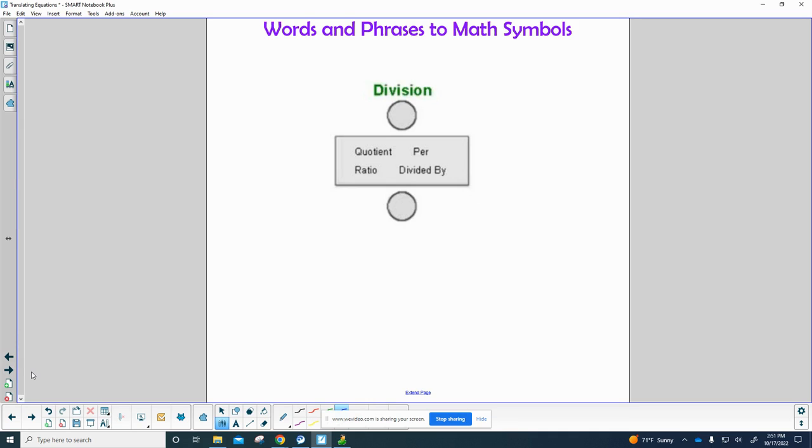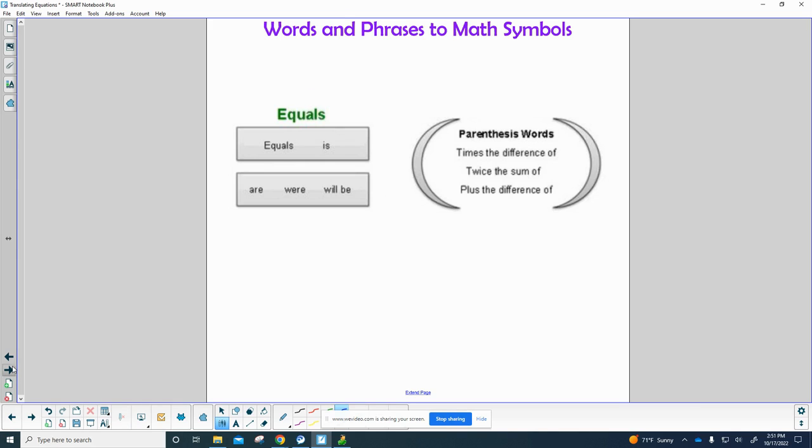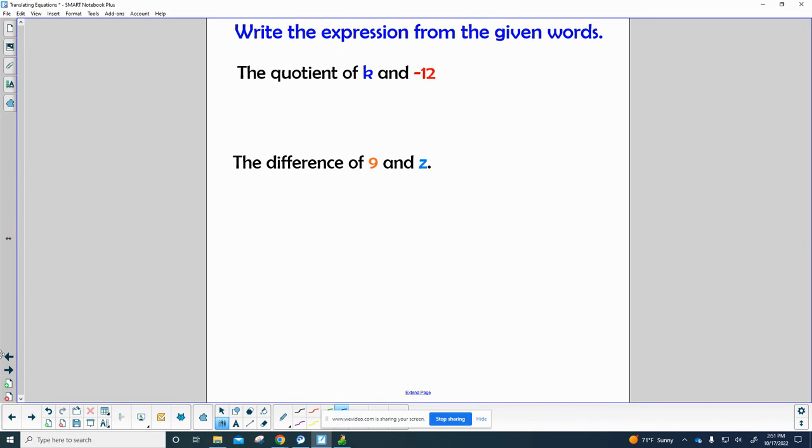Okay, division. Words that mean division are quotient, ratio, per, divided by, and in some cases maybe even the word percent for some types of divisions. Okay, equals. So how do we get an equal sign when we're looking at these phrases? Well, if it says equals, or is, or are, were, will be, these are all words and phrases that give us the idea of putting an equal sign in our equation.